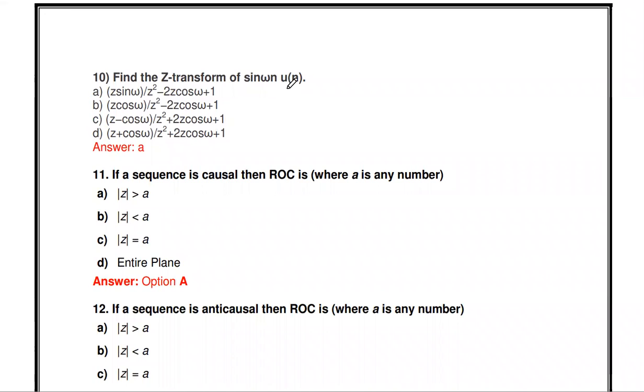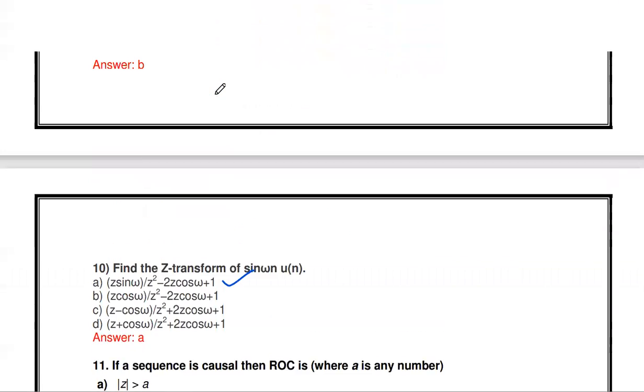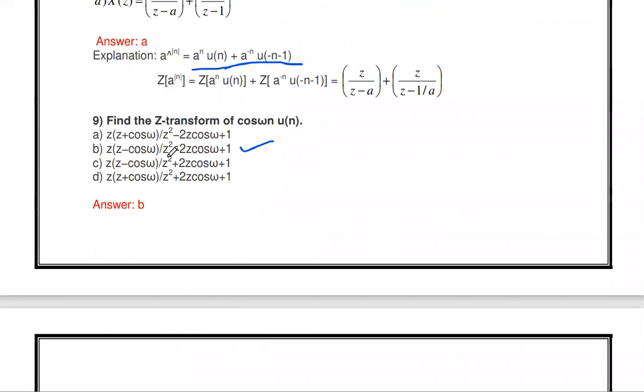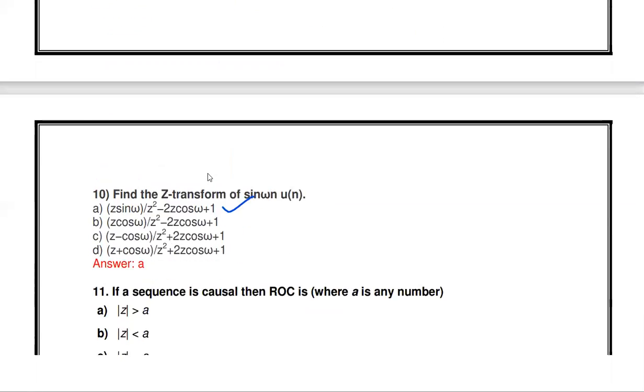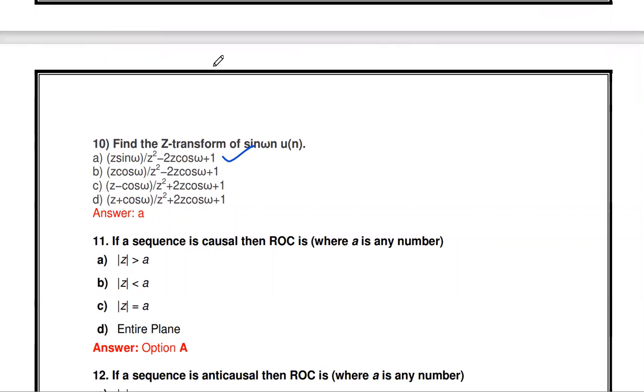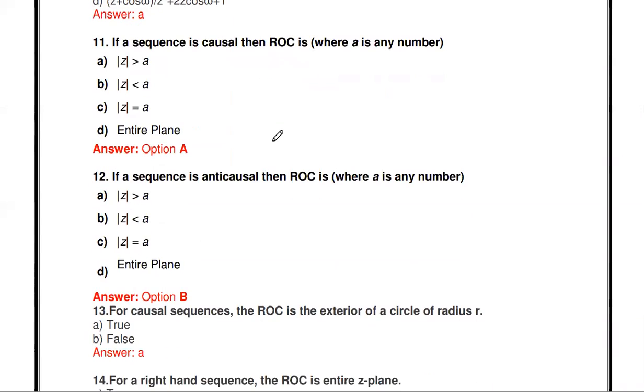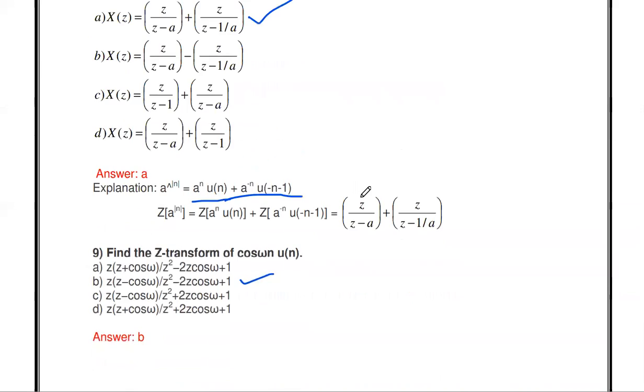Similarly, find the Z transform of sine omega n u of n. The answer is Z sine omega divided by Z squared minus 2Z cos omega plus 1. So for cos omega n and sine omega n, the denominator is the same, but the numerator is different. For cos omega n, the numerator is Z into Z minus cos omega; here it is Z sine omega. The denominator is the same for these two problems. So these standard answers you have to remember.